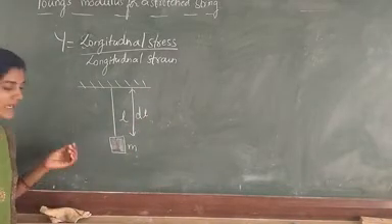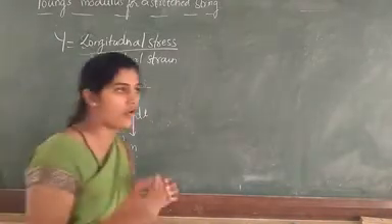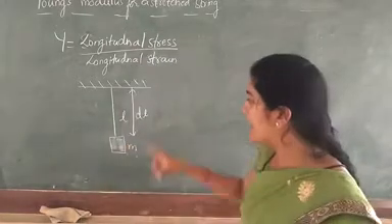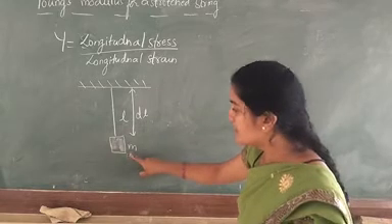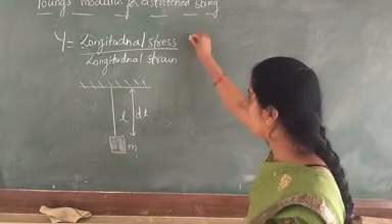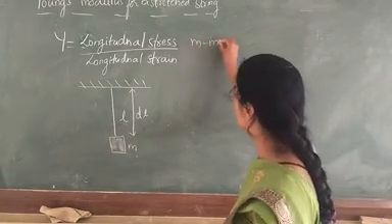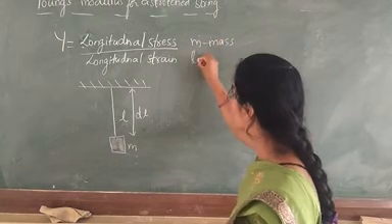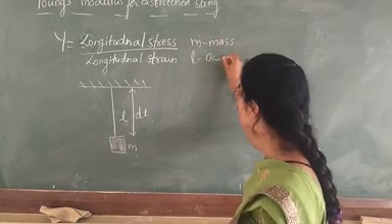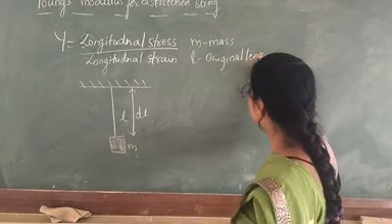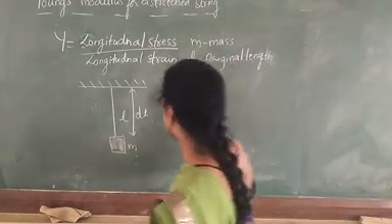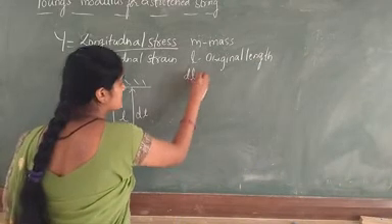When we apply the mass to the wire, there will be an increase in the length, which we have taken as dl. Let us consider small m is the mass, L is the original length, and dl is the change in length.